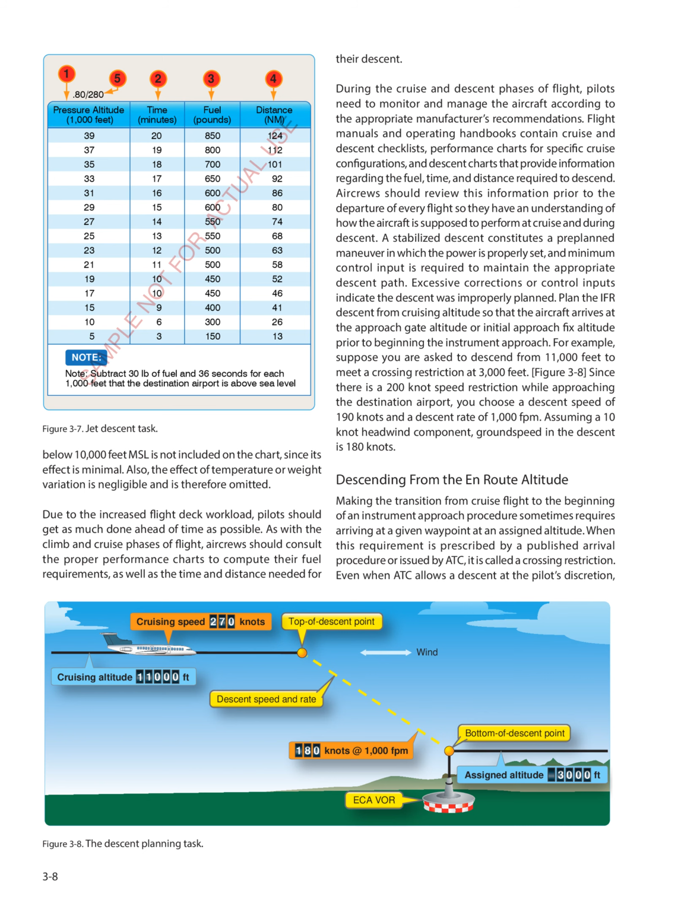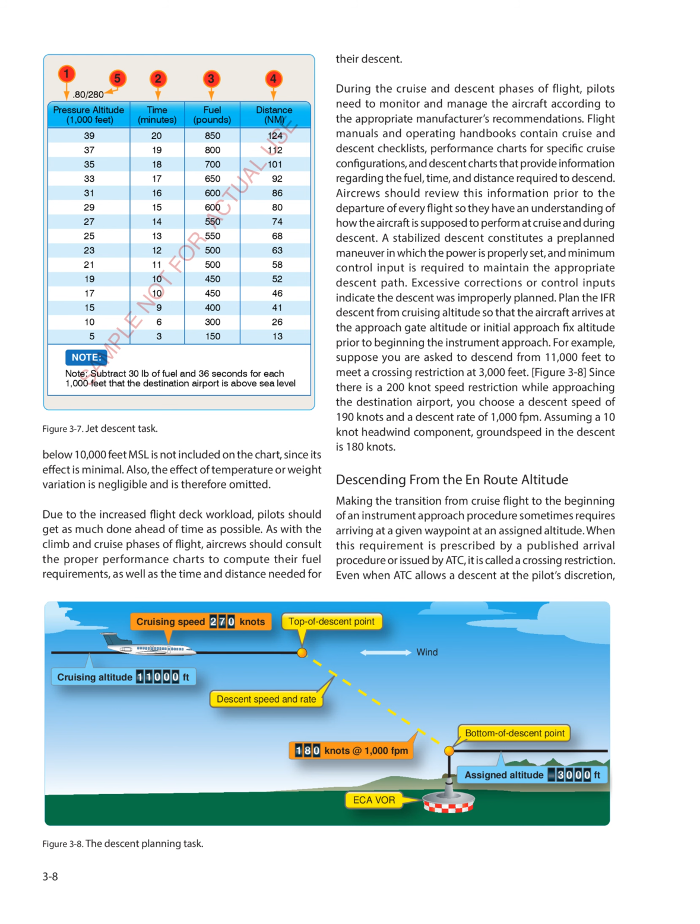Aircrews should review this information prior to the departure of every flight so they have an understanding of how the aircraft is supposed to perform at cruise and during descent. A stabilized descent constitutes a pre-planned maneuver in which the power is properly set, and minimum control input is required to maintain the appropriate descent path. Excessive corrections or control inputs indicate the descent was improperly planned.